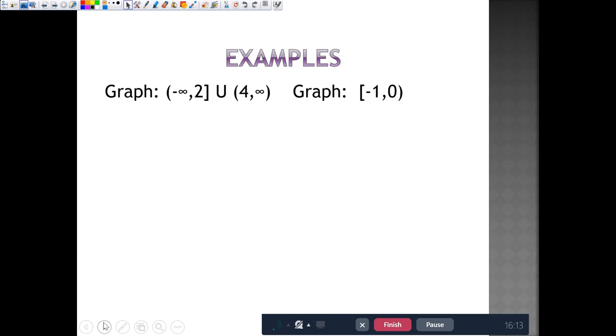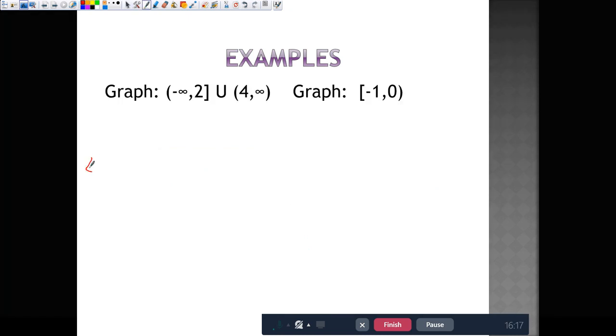Okay, this one's asking us to graph. So am I going to have an open or a closed circle at 2? Closed, because it has a bracket, and it's going to go towards negative infinity. Am I going to have an open or a closed circle at 4? Open, because it's a parenthesis, and it's going to go towards positive infinity.